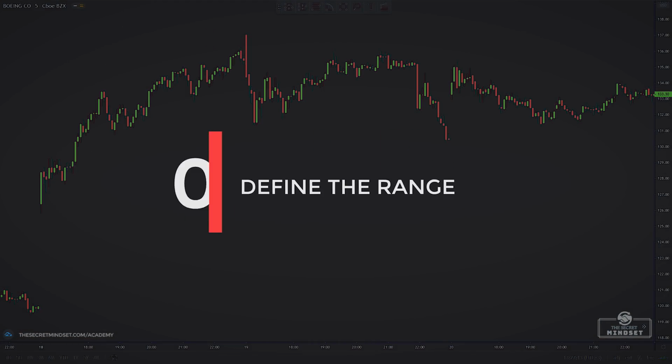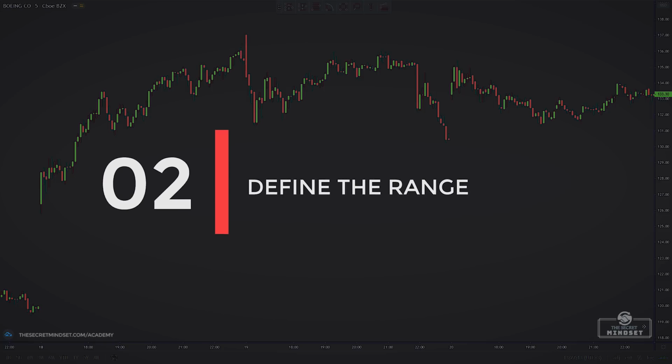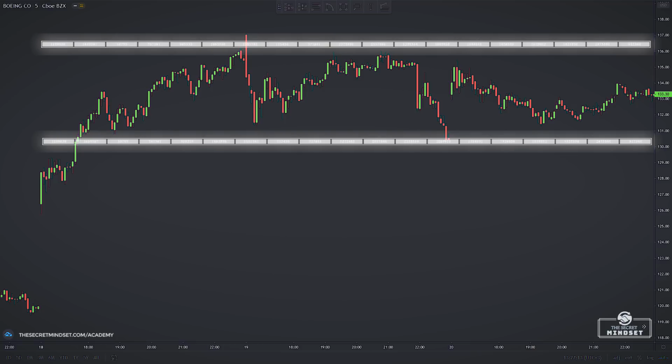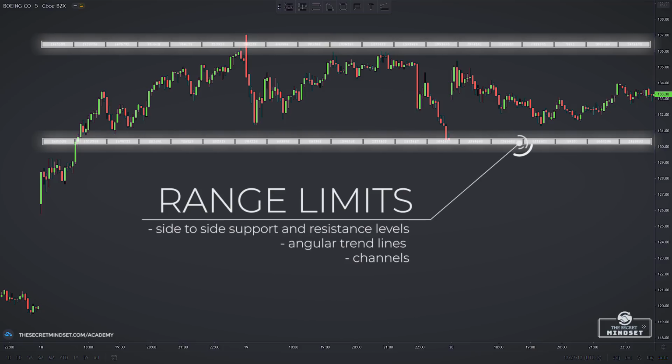Step number 2 is to define the range. Once you have identified that your market is in or is entering a consolidation phase, one of the first steps to take is to clearly establish the limits or the range of the consolidation phase itself. Usually, these phases will have a clearly defined upper and lower range, marked by either side-to-side support and resistance levels or angular trend lines and channels.